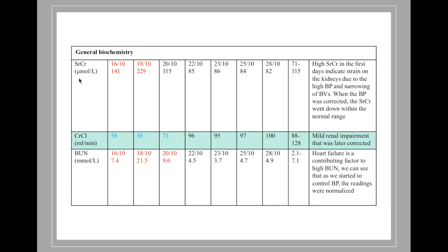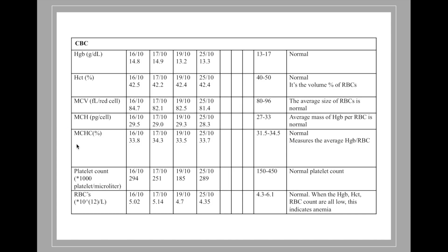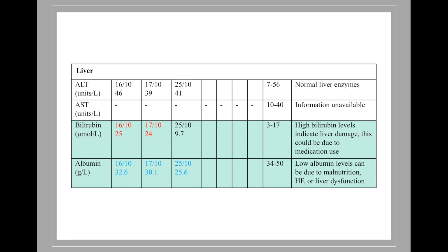General biochemistry, here we speak about the kidney, serum creatinine clearance, of course, calculated from Cockcroft and Gault equation, and the blood urea nitrogen. As you can see, the readings are a bit disturbed, indicating mild renal impairment in the first couple of days, but then it was later corrected. The CBC of the patient is fine. As you can see, we have no reds, no blues. Everything is within the normal range, indicating no anemia, no hemorrhage whatsoever. So we're just going to skip it.